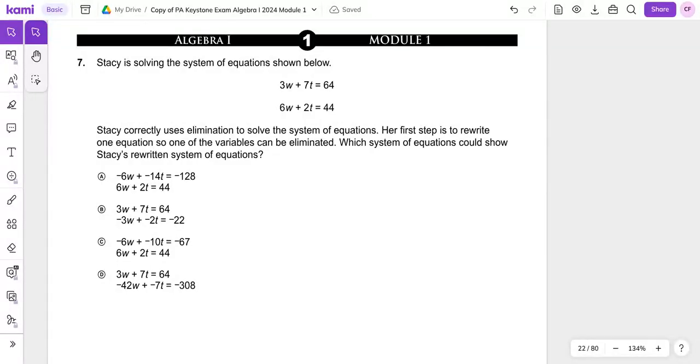Stacy is solving the system of equations shown below. 3w plus 7t equals 64, and 6w plus 2t equals 44. Stacy correctly uses elimination to solve the system of equations. Her first step is to rewrite one equation so one of the variables can be eliminated. Which system of equations could show Stacy's rewritten system of equations?